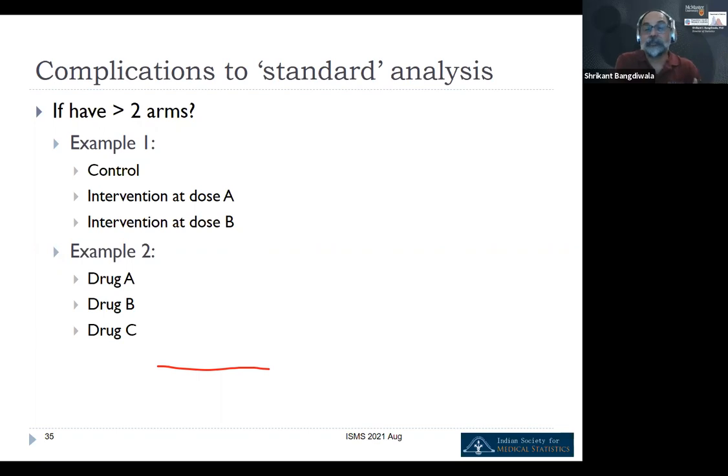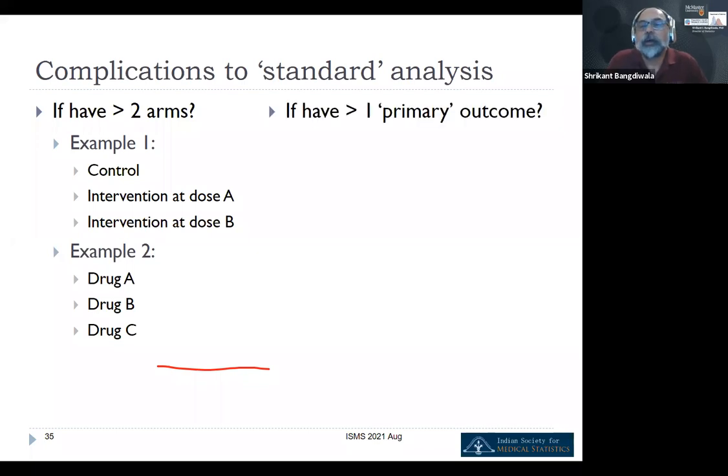And if I have three different drugs, do I want to compare A to B and A to C and B to C? So which ones? How do you do it? So those are little complications. There are not any guidelines really. Is there a standard way of dealing with sharing alpha? Remember, you have one alpha to share, okay?